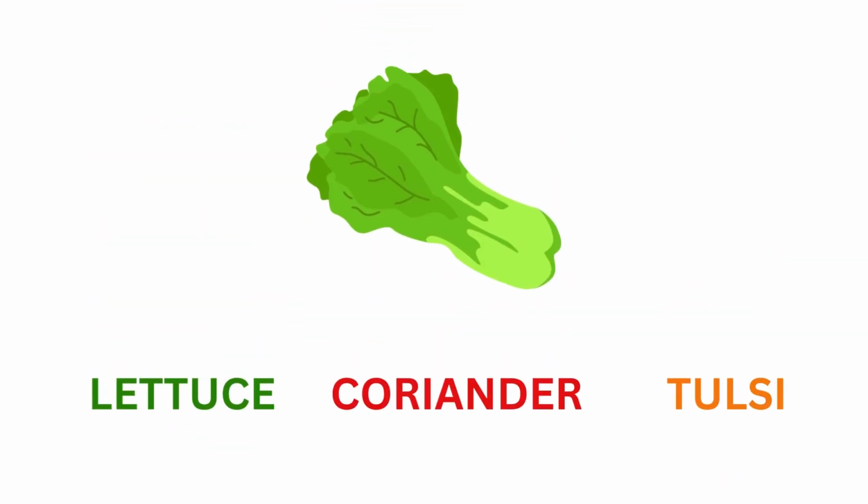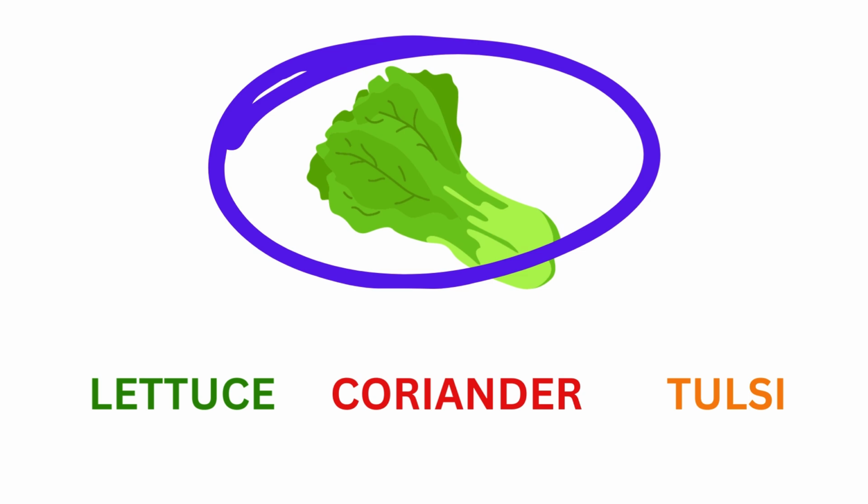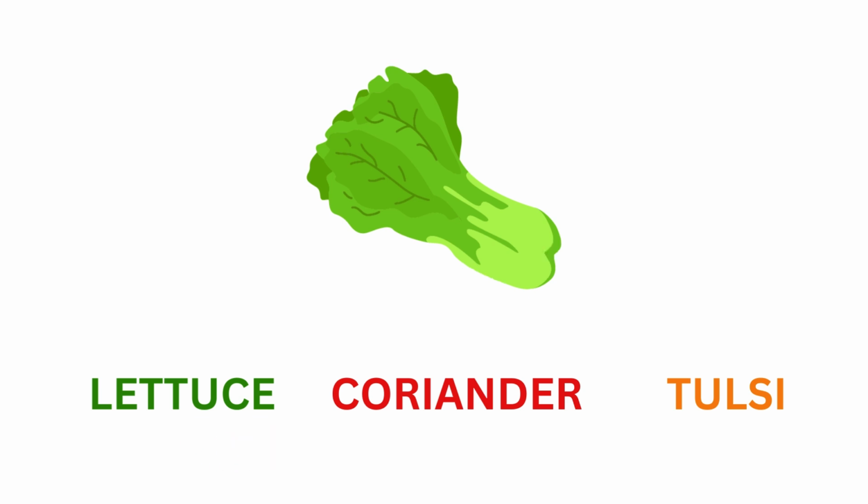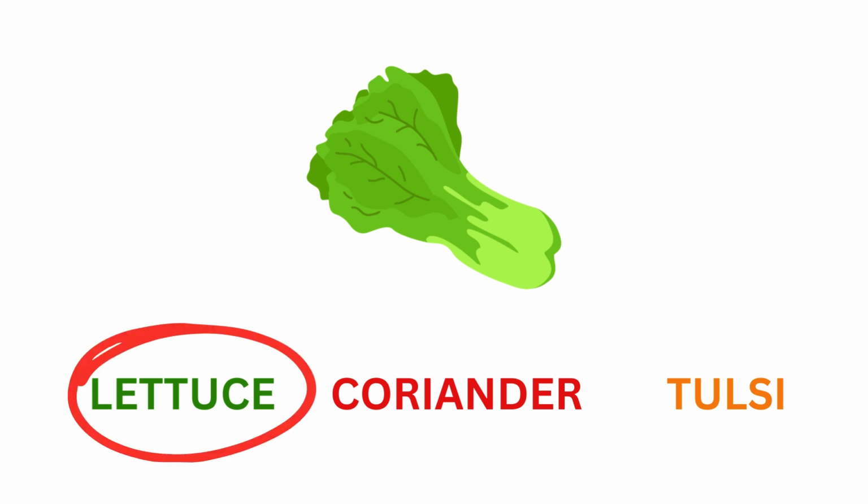Now look at this picture. The words below are LETTUCE, lettuce, CORIANDER, coriander, TULSI, tulsi. Which word matches this picture? कौन सा word इस picture के साथ match होता है? The correct word is lettuce.